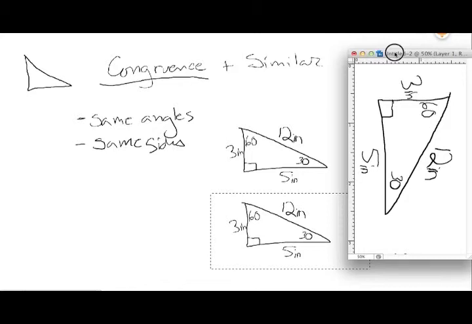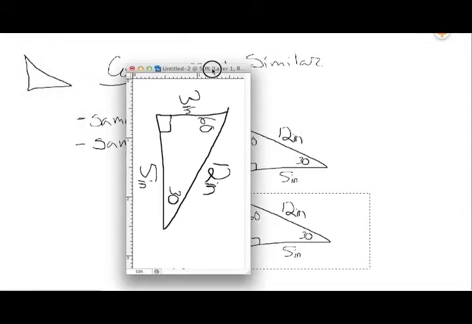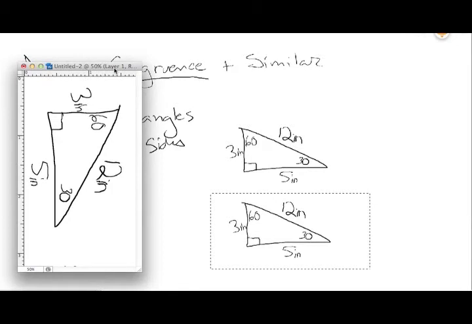Okay. So here I've taken this triangle and I performed a transformation on it. Have I changed the angles or the side lengths at all? No. That's the thing with congruence. I can do translations, I can do reflections, I can do rotations. As long as I don't make it bigger or smaller, it's congruent.